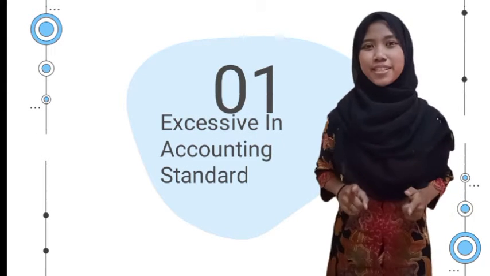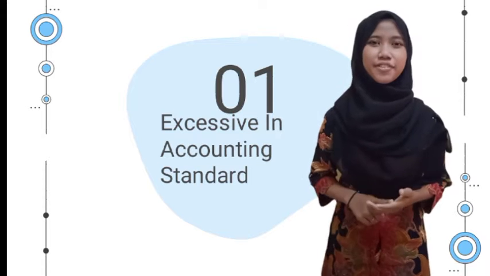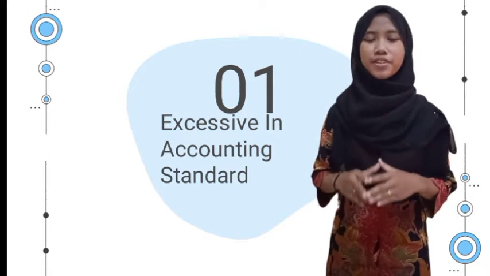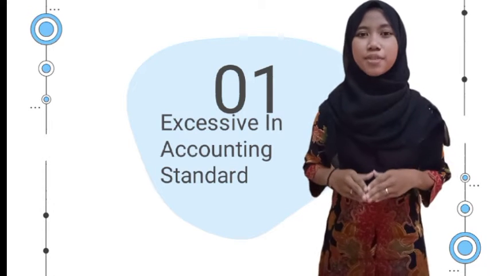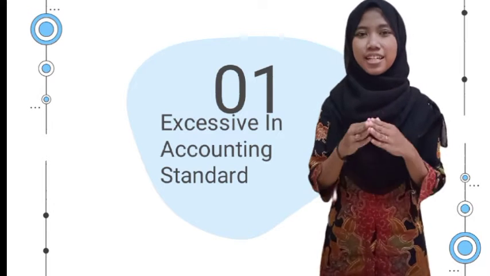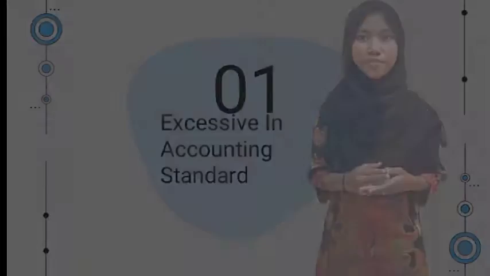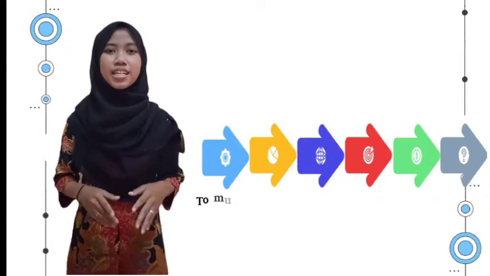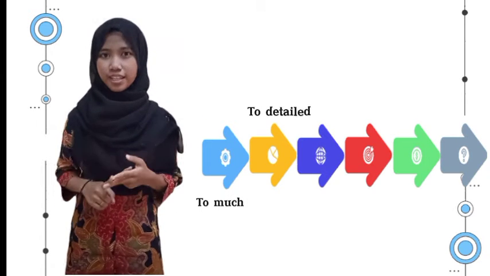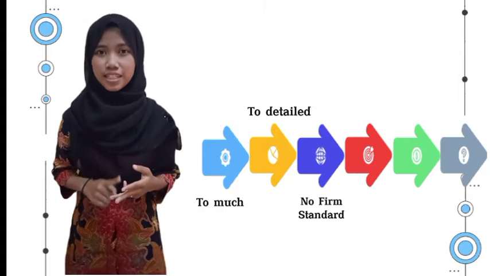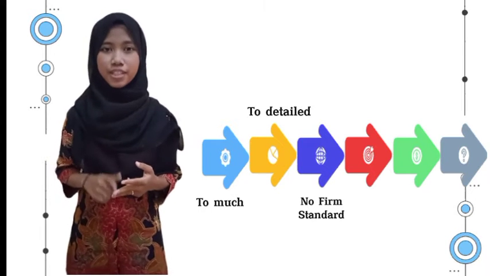Okay, the first material we will discuss is the excessive accounting standard. Let's first know what the word excessive means. Excessive means something too much. The accounting standard can be said to be excessive if the standard given is too much, too detailed, and can give a firm standard.